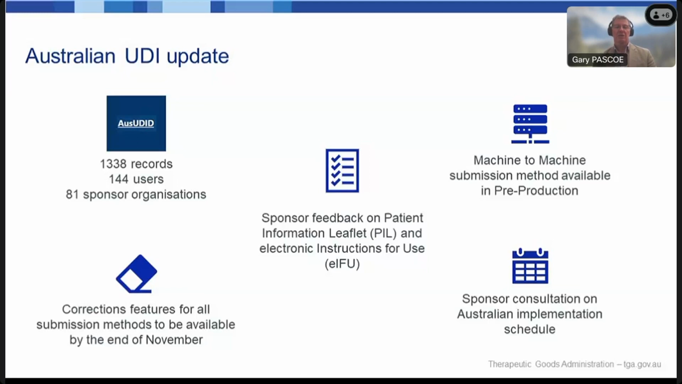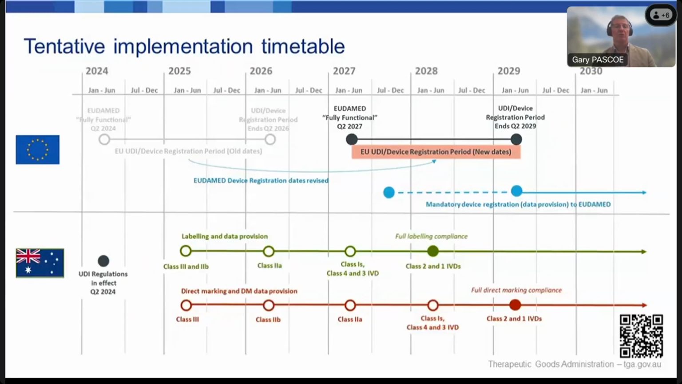implementation schedule. That is in the process of actually working through and consulting with sponsors. There are two key factors in finalising that timetable, which I'm showing you on the slide here. The first factor is in the bottom left-hand corner, the little black dot: we're working with the regulatory drafters here in Australia with the aim of having our UDI regulations take effect from Q2 2024.